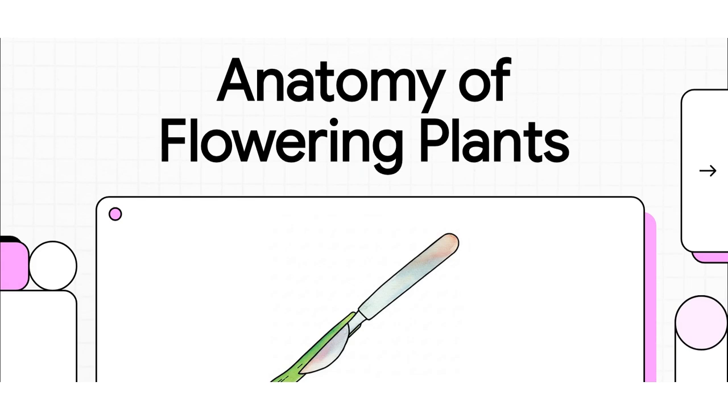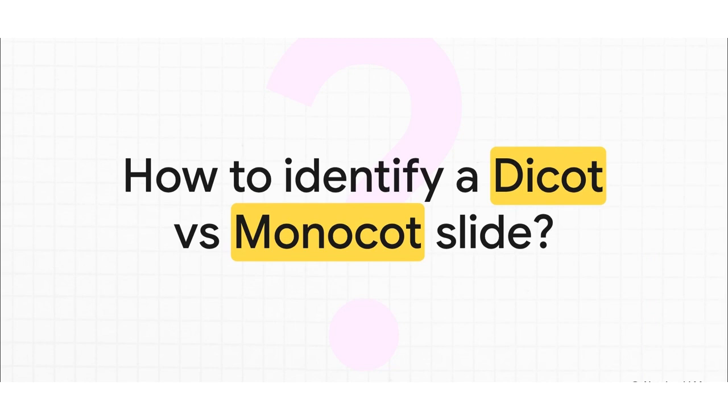Ready? Let's dive right in. Alright, so imagine you've got a slide under the microscope. How do you tell if it's a dicot or a monocot? This is a classic question, right? To figure this out, we've got to go back to the basics first. Let's build it from the ground up.